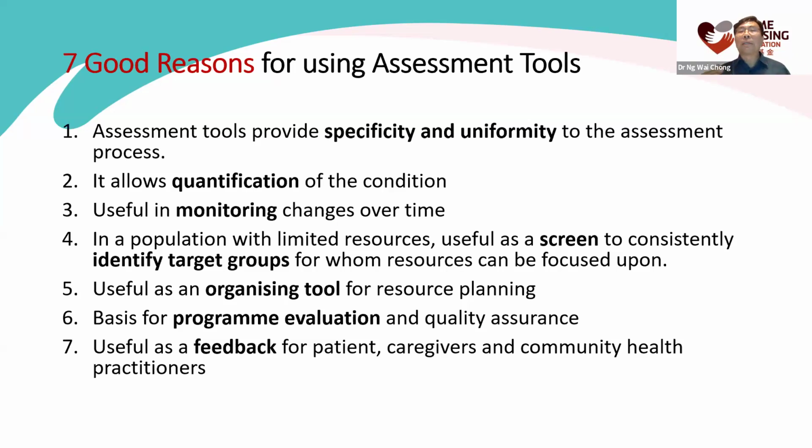In a population with limited resources, we have to screen for people to focus our resources, just like how the National Strategy on Frailty uses CFS, the Clinical Frailty Scale: 4 and 5, ICOPE screening tool; 6 onwards, straight away CGA. 4 and 5, ICOPE screening positive, CGA. So you need a screening to identify the target group.